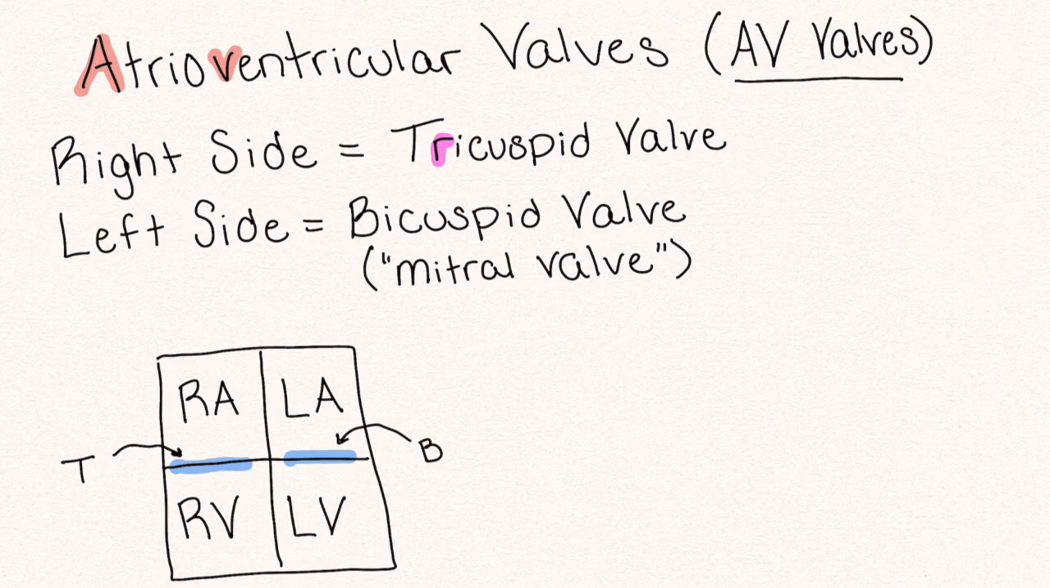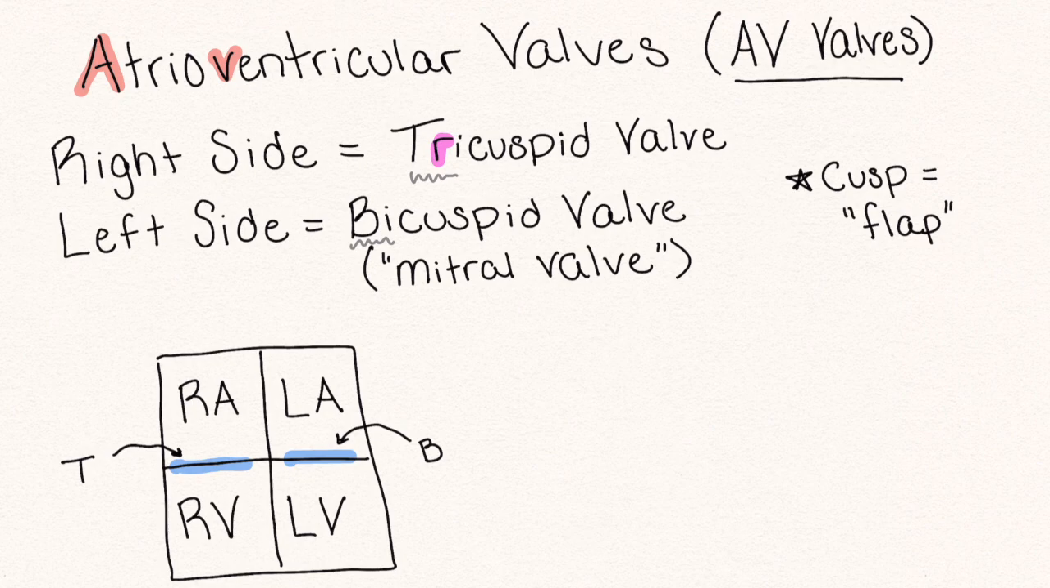Now you may be wondering, why do we call them tricuspid and bicuspid? If you saw the roots tri and bi in the names for those valves, then you're on the right track. The word cusp, C-U-S-P, means flap. This means that the tricuspid valve, because tri means 3, has 3 flaps, and the bicuspid valve has 2 flaps.